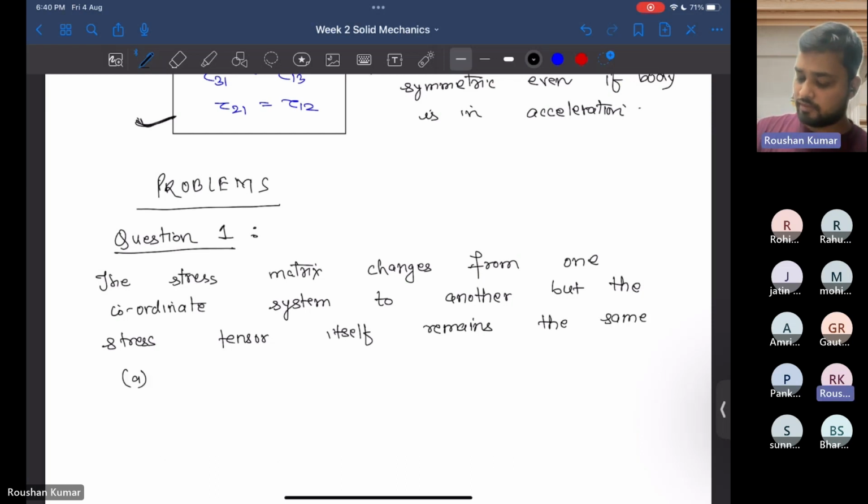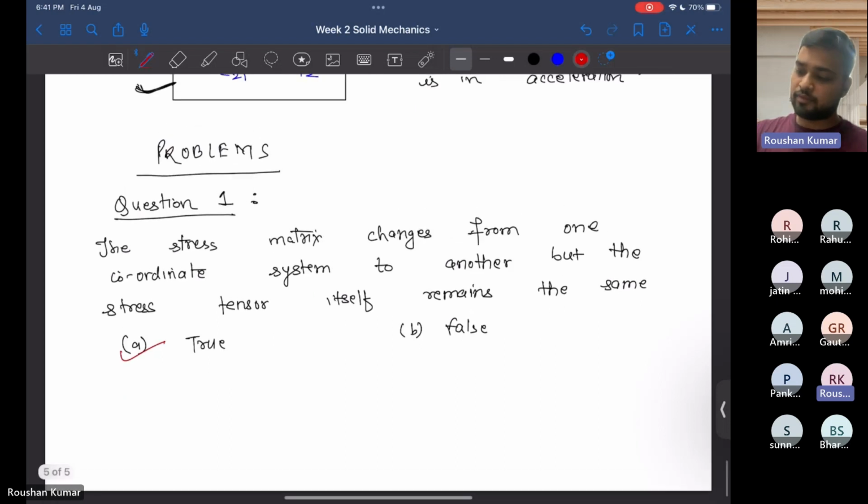So we have two options here. The first option is true and the second option is false. This question says that the stress matrix changes from one coordinate system to another, but the stress tensor itself remains the same. So yes, the statement is correct. As I told earlier, the matrix representation changes from one coordinate system to another, but the stress tensor itself remains the same in any coordinate system, which basically tells that any kind of tensor is independent of the coordinate system. So that was question number 1. The next question is question number 2.